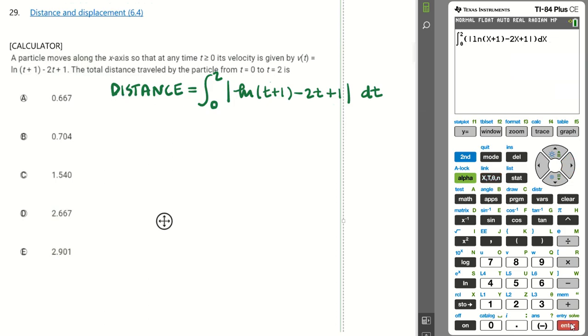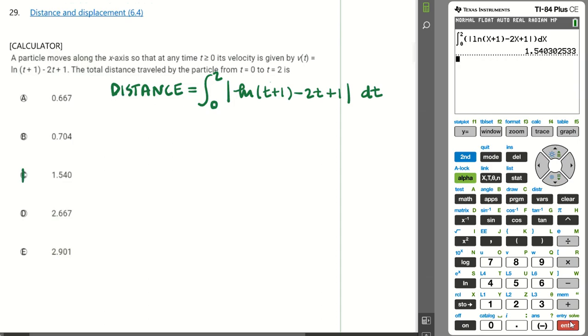Respect to x. Let it think. 1.540. There it is. Ready to move on.